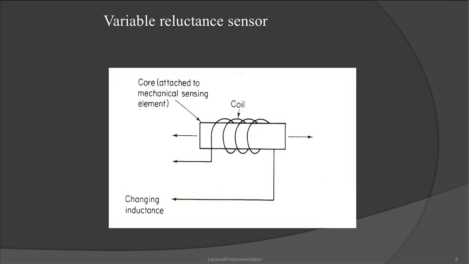A variable reluctance sensor was designed based on the concept of inductance and reluctance. This sensor is also known as a variable inductance sensor. The basic concept of this sensor is that the change in the inductance value depends on the movement of the core. Different position of the core will produce different value of reluctance and eventually produce different inductance value. This sensor is commonly used as a displacement sensor.